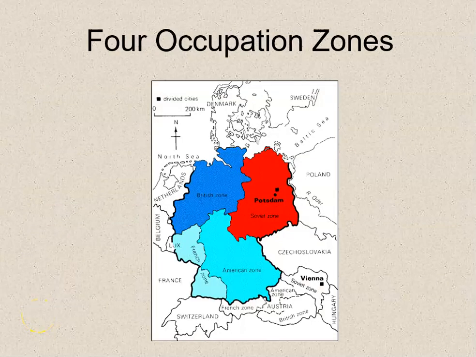There are the four occupation zones, more or less. You might see Potsdam there in the red part, and then there is a square just above it. That square is Berlin. So Berlin, which will also be divided into four occupation zones, is in the middle of the territory which is controlled by the Soviet Union.